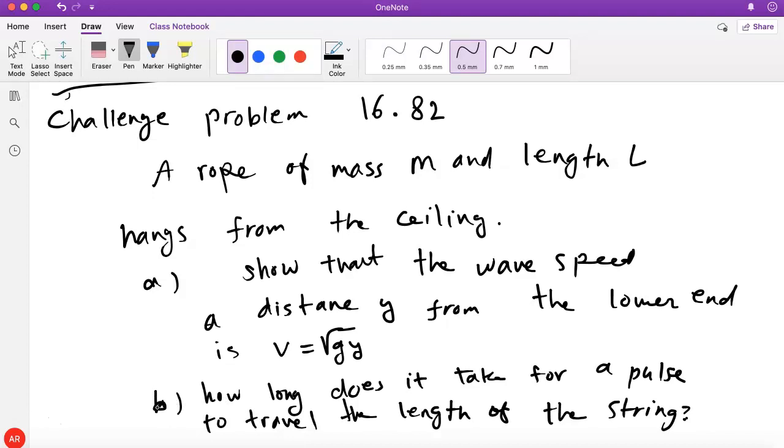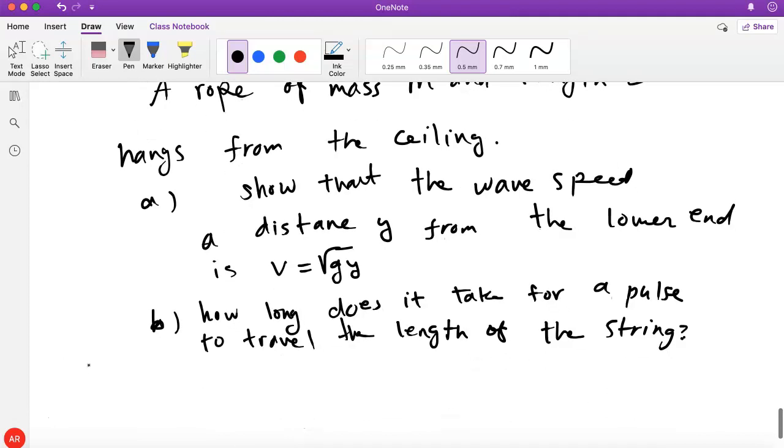So what does it say? It says there's a rope of mass m and length L, and it hangs from the ceiling. So that's the ceiling. You have a rope, and it has length L and total mass m, and it's hanging from the ceiling under its own weight.